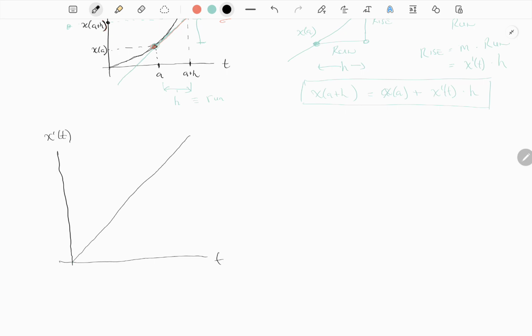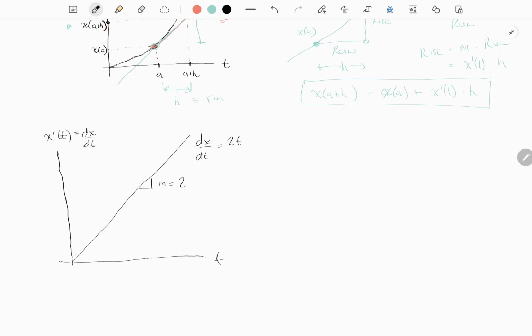This is dx by dt. So dx by dt equals, let's say, 2t. So it's a slope, right? The slope here is 2. Maybe I'll just draw it as m equals 2, just to make this very clear. M equals 2. That's the slope of that line.